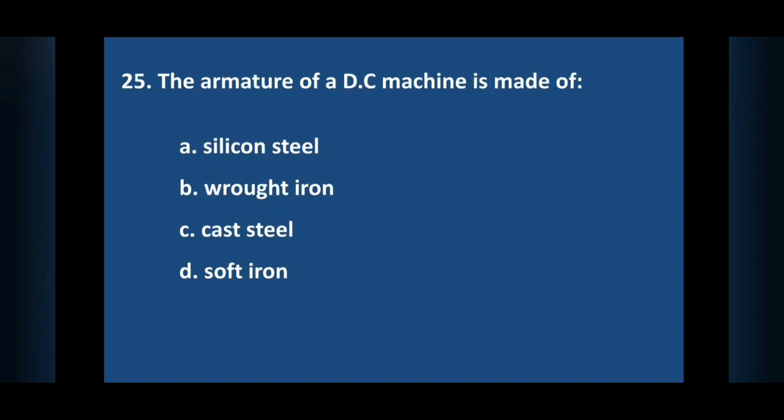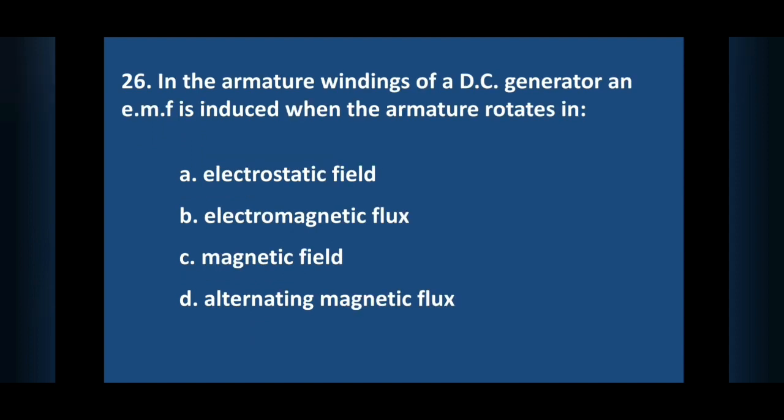Question number 25. The armature of a DC machine is made of. Answer is option A, silicon steel. Question number 26. In the armature windings of a DC generator, an EMF is induced when the armature rotates in. Answer is option C, magnetic field.